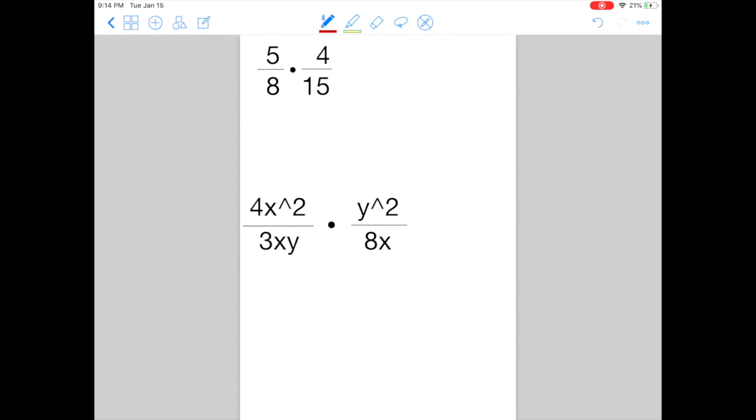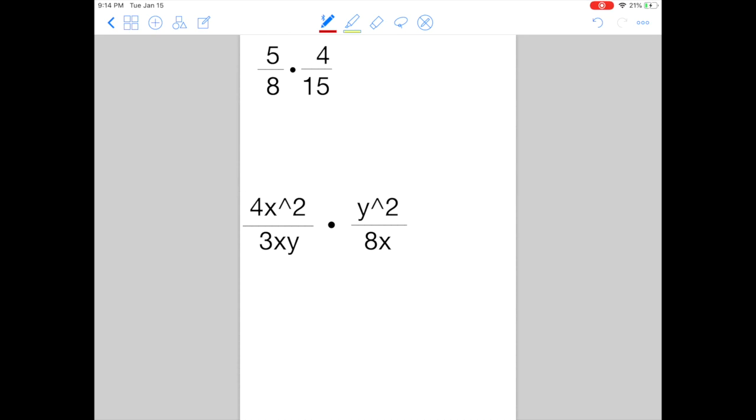Hi, this video is going to be on multiplying and dividing rational expressions. So to start off, we actually have a multiplication sentence of two fractions that is not rational, and the reason being is just like when you simplify rationals, they're actually similar to fractions, and the same thing happens with multiplying and dividing rationals. So for the first example, we have 5 over 8 times 4 over 15.